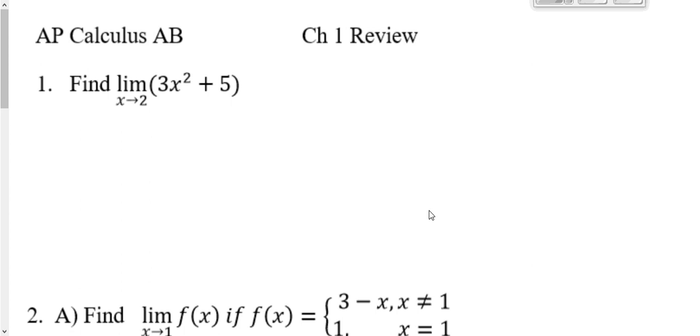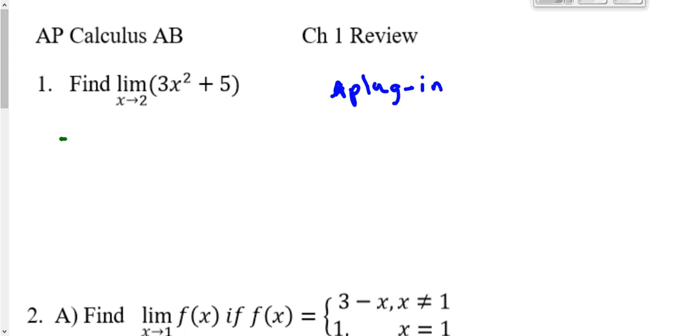Okay, so starting the Chapter 1 review for limits. Notice this first problem is a limit problem where it just asks us to find the limit as x approaches 2 for 3x squared plus 5. Remember, our first step is always to see if you can just plug it in, because if plugging in works, then you're done and you don't need to do anything more complicated.